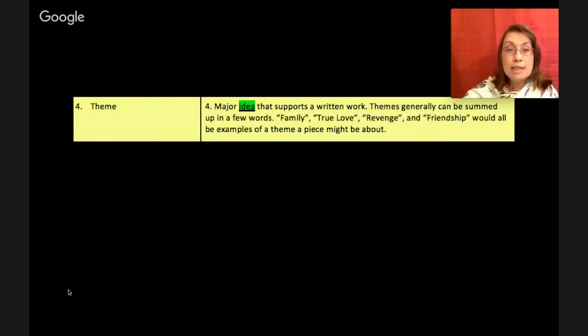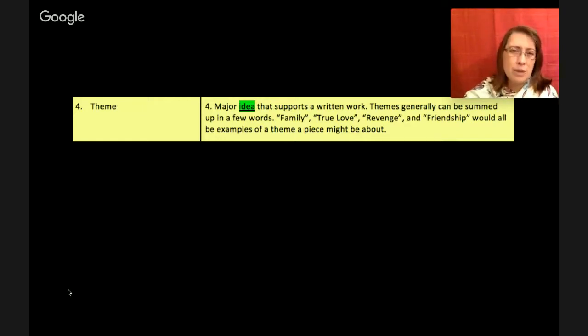Number 4 is theme. Theme is a major idea that supports a written work. Themes generally can be summed up in a few words. Ideas like family, true love, revenge, friendship, these would all be examples of themes a piece might be about. So for example, with family, it could be family is more important than friendship. With true love, it could be true love can be painful. Revenge, it could be revenge doesn't always turn out the way you want it to.